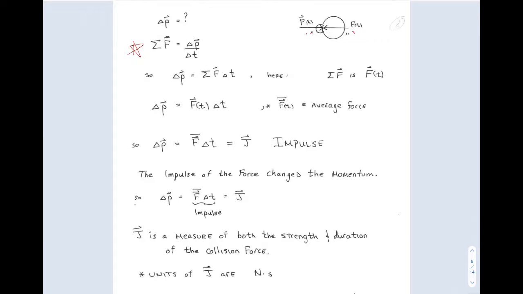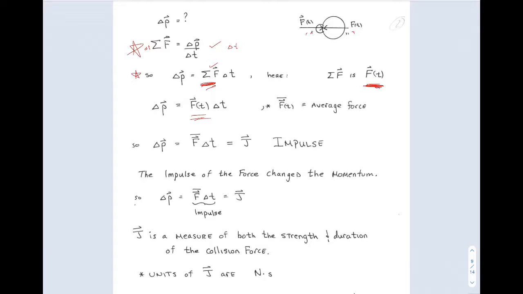Well, I'm starting with Newton's second law. Remember, we're writing Newton's second law in the form of momentum. So multiply both sides by delta t. That's where I got that to solve for change in momentum. The net force is the collision force, and it's a function of time.